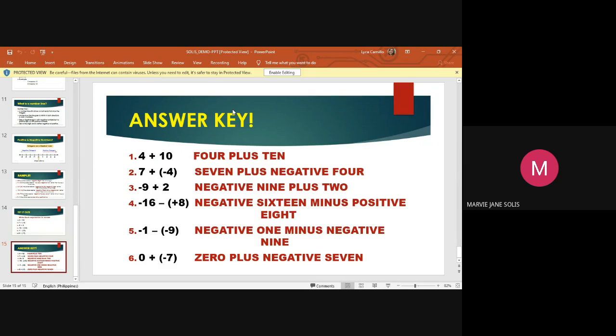So, in that participation, I could really tell that you learned something. So, this is the answer. As Aragon said, number 1 is 4 plus 10. Number 2 is 7 plus negative 4. Number 3 is negative 9 plus 2. Number 4 can be read as negative 16 minus positive 8. And number 5 is negative 1 minus negative 9. And lastly, 0 plus negative 7. So that's all.